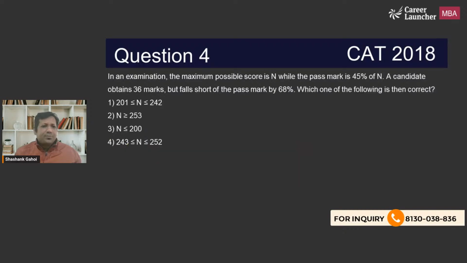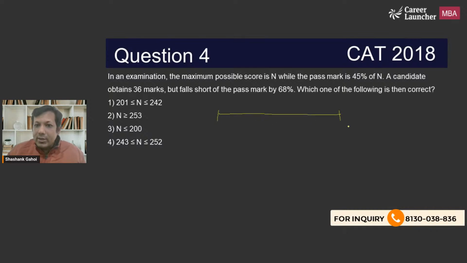What does it say? So in an examination, the maximum possible score is n. Okay. So what I am going to do, I am going to take the total marks as n. Now I can assume the value of n is 100, but what is the problem I can see? The options are talking about the value of n. So if you assume the value is 100, it means you are assuming the answer itself. You can't do that. So what you are supposed to do, I'm going to draw a number line.